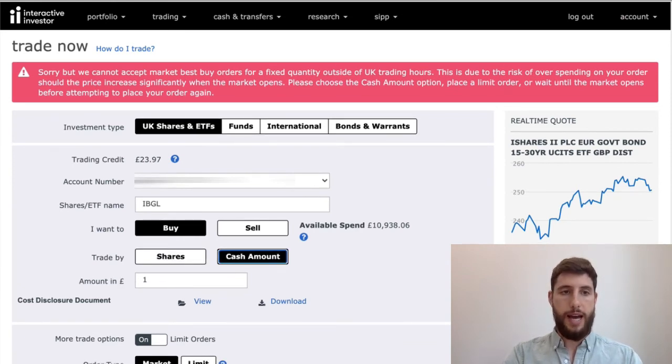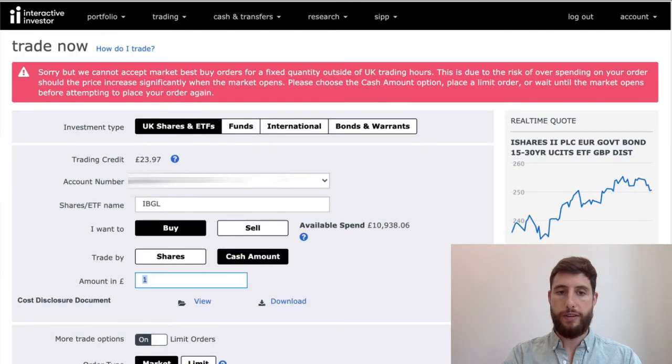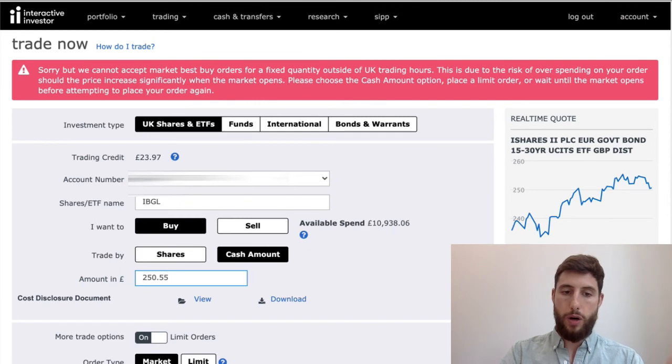Now, how do we pick that? It needs to be an amount higher than it currently is. It's currently priced at 250.55. So if you put in 250.55, okay, then it will be able to buy one share when it reopens. But if it reopens at, say, 251, higher than this, it won't buy it because it's trying to buy it for this, but the current price is higher, so it won't buy it.